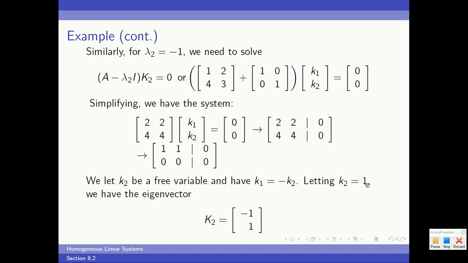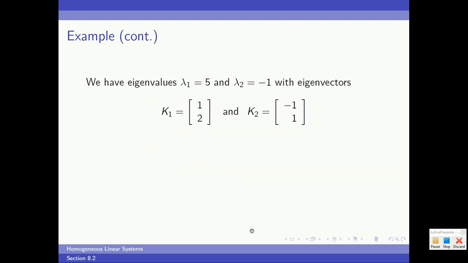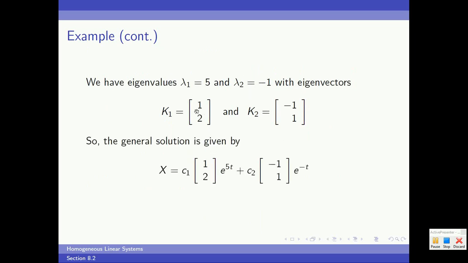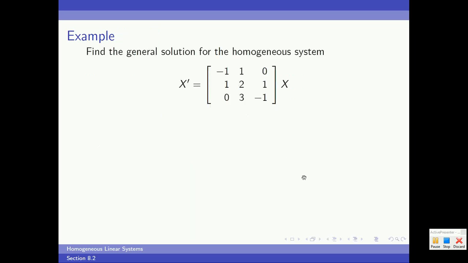Easy choice is letting K2 be 1, so I get this eigenvector, negative 1, 1. So we have two eigenvectors, two eigenvalues. The only thing left is to form our solution. So we have our constant times this eigenvector times e to the 5t, plus a constant times this eigenvector times e to the minus t. And that's our general solution.